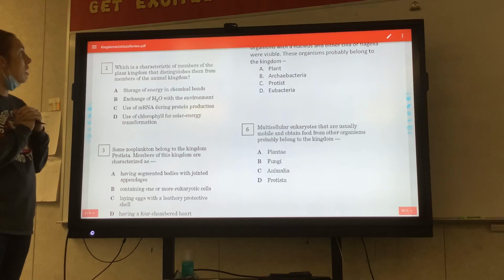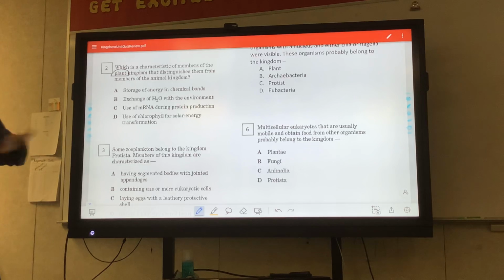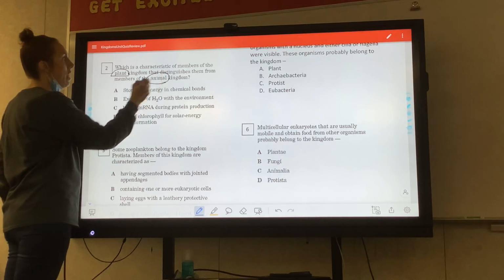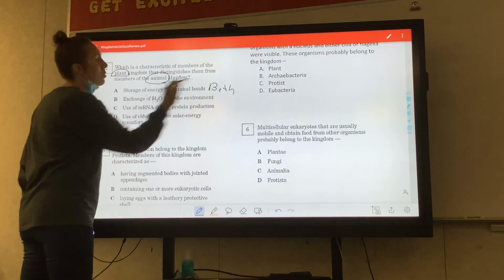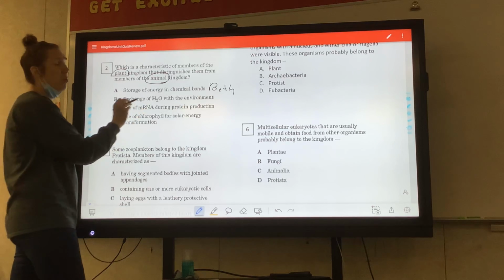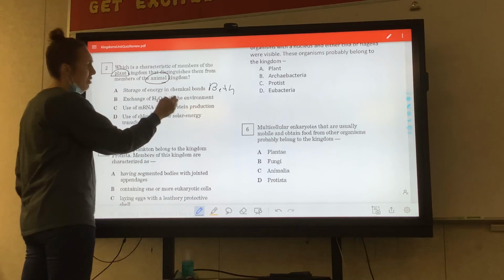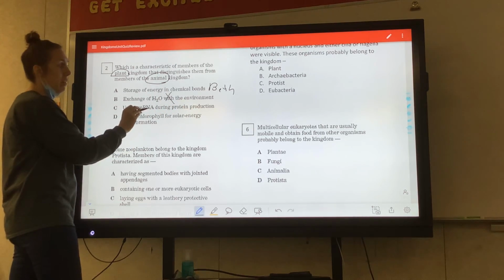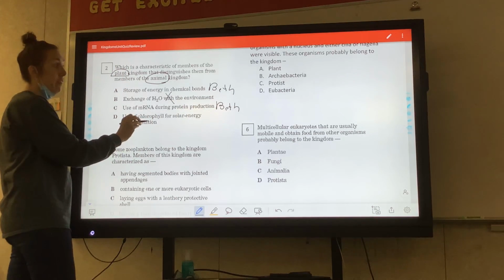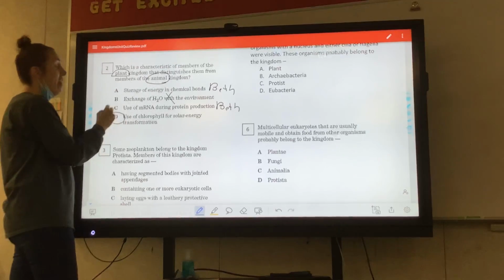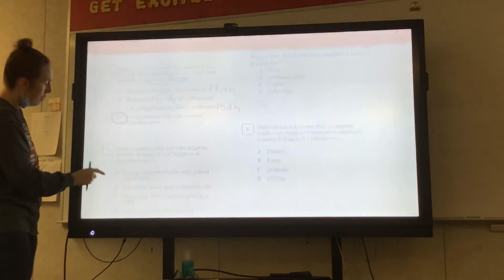Number 2. Which characteristic of members of the plant kingdom distinguishes them from animals? So it's basically what makes it a plant and not an animal. Storage of energy in chemical bonds? Both do that. That does not distinguish them. Exchange of water with the environment? Animals give off liquids. No. The use of messenger RNA during protein synthesis? Both do that. The use of chlorophyll for solar energy transformation? That would distinguish the plant kingdom from the animal kingdom. Okay? Next one.